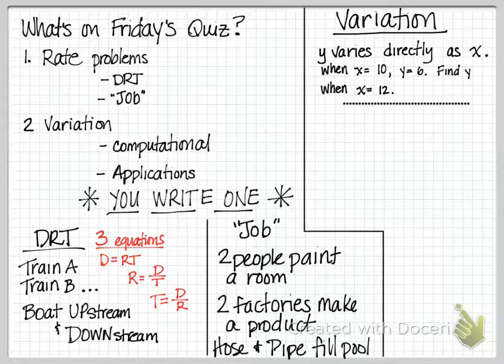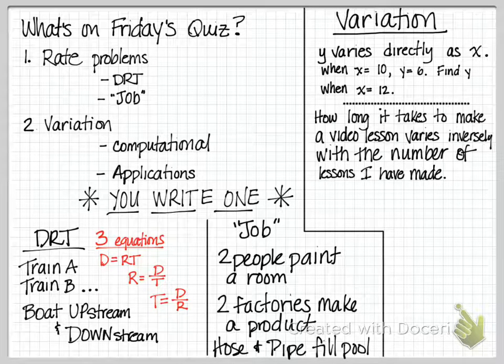The other was the application problems, where there'd be some sort of situation. So here's a situation. How long it takes to make a video lesson varies inversely with the number of lessons I have made, meaning hopefully as I make more of these, they will take less time. So that's that situation of inverse: increasing number of videos, decreasing time it takes to make a video.